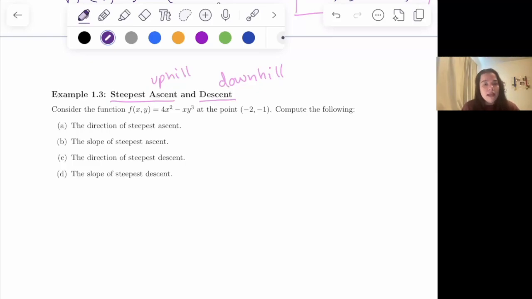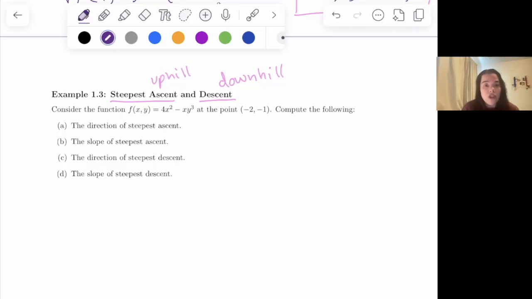So let's get into this problem. It says, consider the function. So this is a new function given to us. Notice this is not the same as the previous example. Consider this function at a certain point. So we are concerned about a certain point. Compute the following. So I'm going to go through and calculate parts A, B, C, and D.